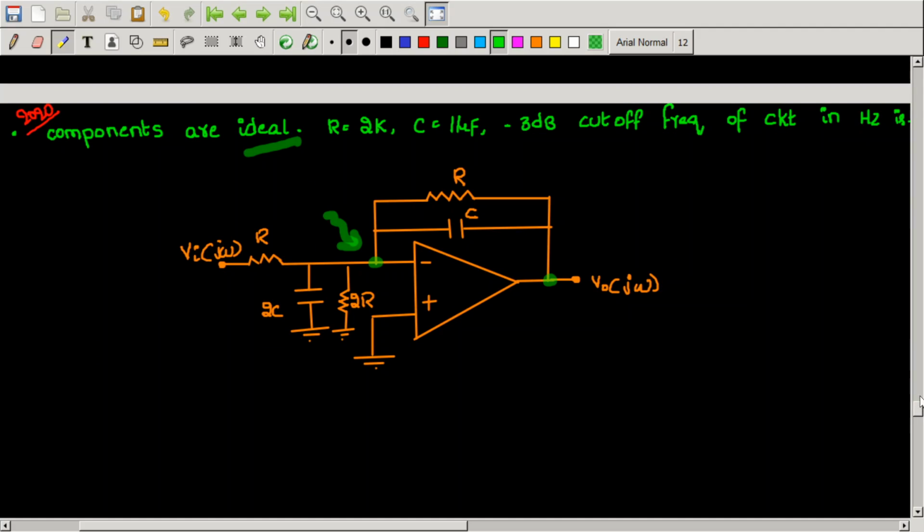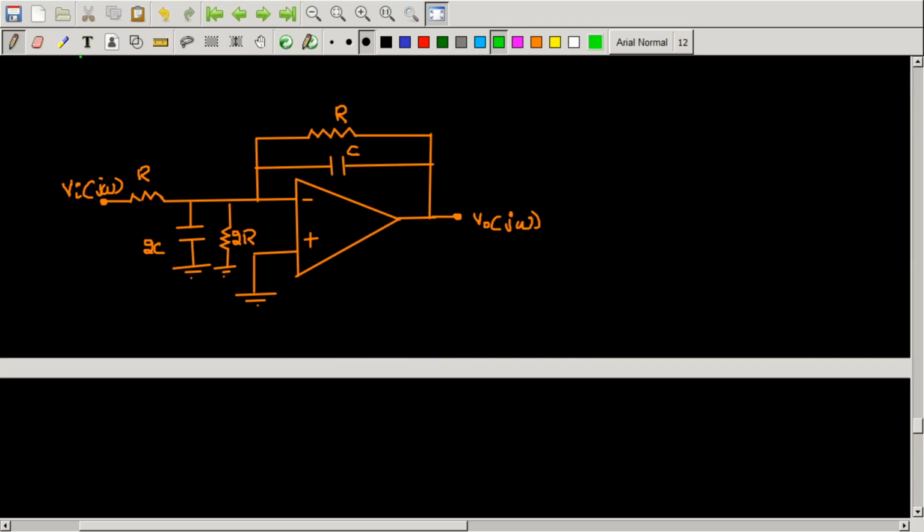Now, how can we do this? Because this voltage is 0 volts, this voltage will also be 0 volts, that means these are also 0 volts. Since both ends of the capacitor and the resistor are grounded, these two will be inactive, right? So let me remove those two and let me solve the question.